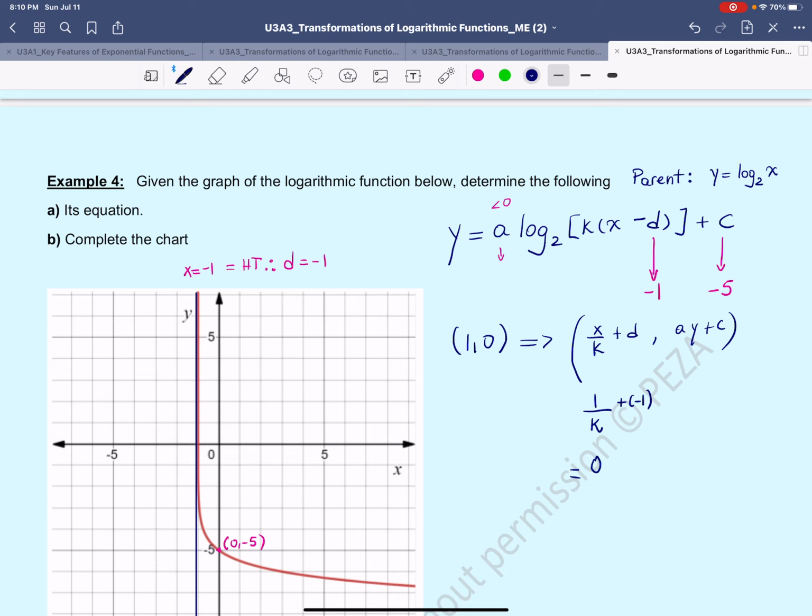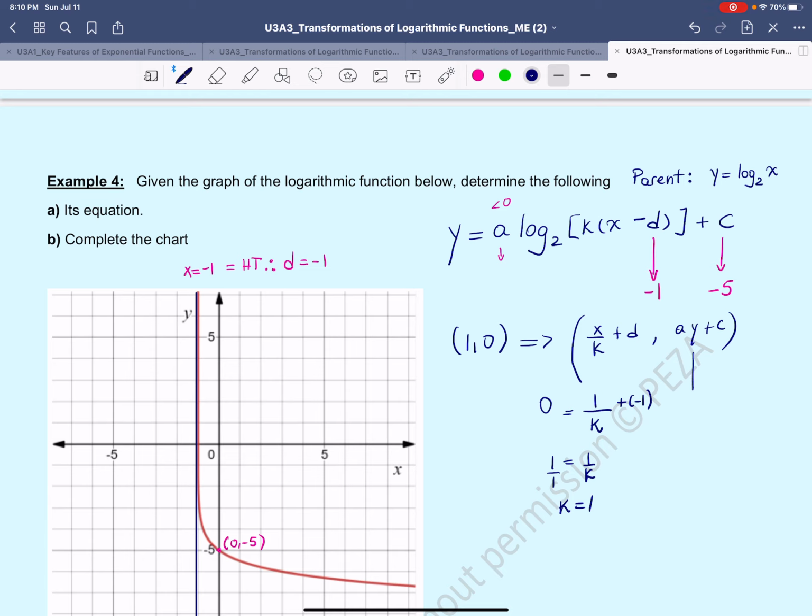So therefore, we're going to say that 1 over k plus negative 1 is 0, which tells me again that 1 equals 1 over k, which makes k equal to 1. Just simply solve the equation by cross multiplication. And now we have the value of k. We're happy with it. And we're going to check for the coefficient a.